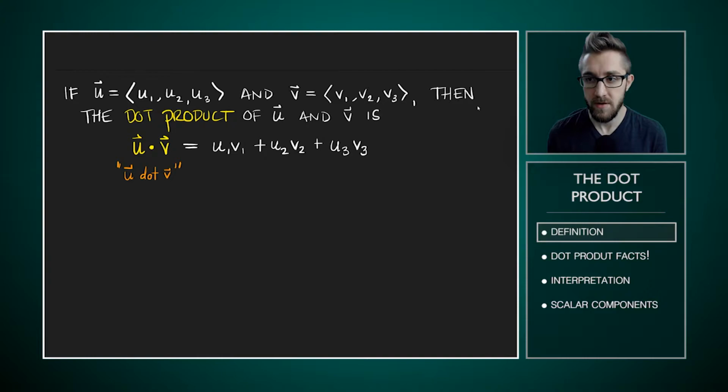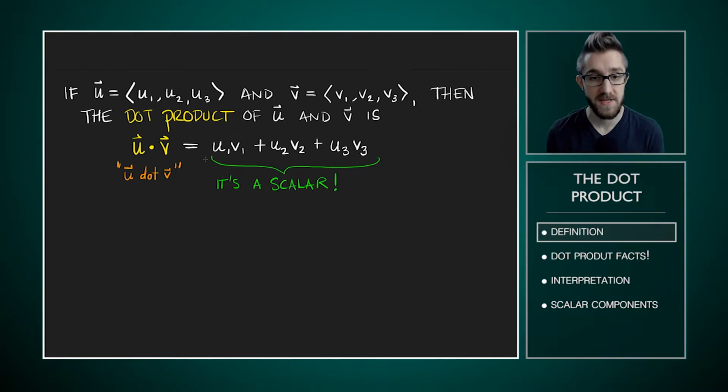And the thing that I want you to notice off the bat is that since u1, u2, u3, and v1, v2, v3 are numbers, right? They're real numbers. We're taking them, multiplying them, and adding them together. The result that we're going to get is a number. But in our vector parlance, we're calling those scalars. So the dot product of two vectors is always a scalar.